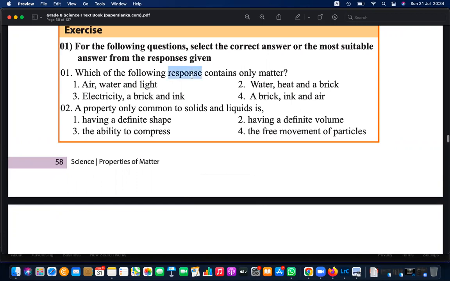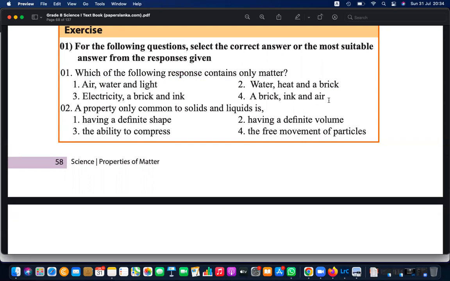Which of the following responses contain only matter? Air, water, light; water, heat, and breath; electricity, brick, ink, and air. So only matter: brick, ink, and air. Yes, brick, ink, and air. Brick is a solid, ink is a liquid, and air is a gas. The other things, like electricity, heat, and light, are energy sources, right? So that's why answer 4 is correct.